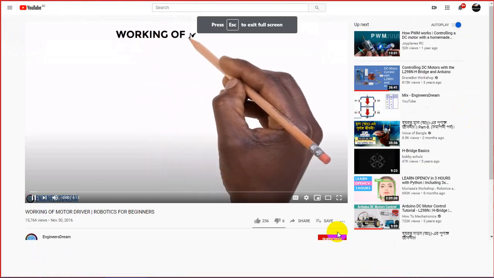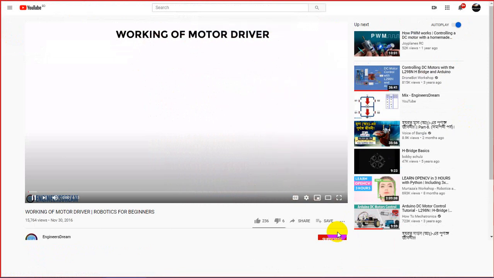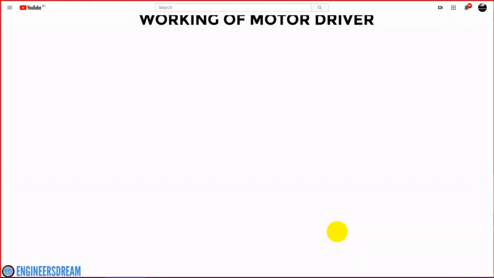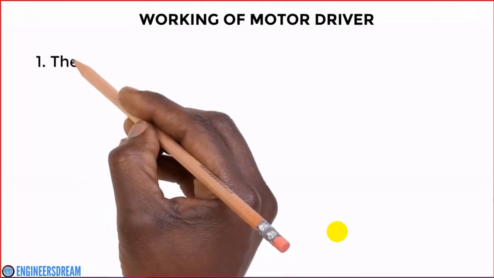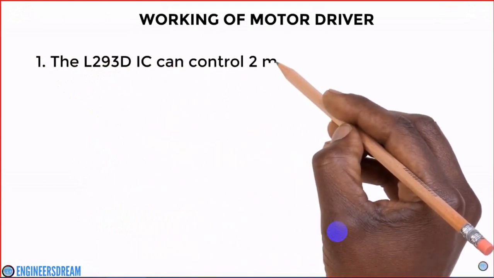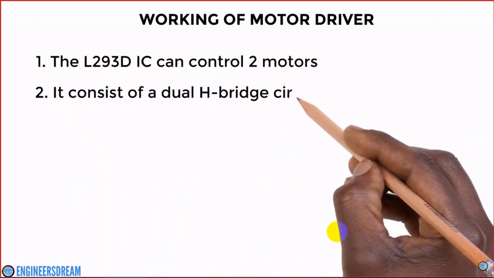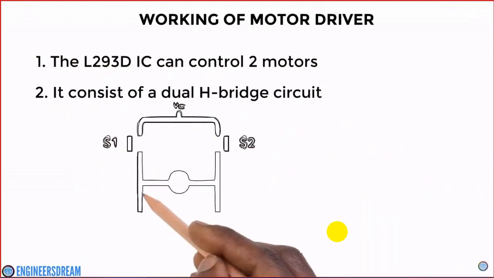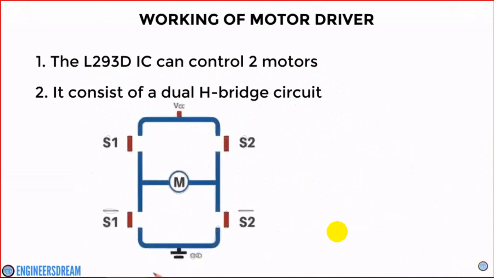Hey, what's up guys? In the previous video, we talked about the motor driver breakout board and the L293D motor driver IC. Now, in this video, I'll explain to you the working of the L293D motor driver IC. The L293D IC can control two motors at a time. It consists of a dual H-bridge motor driver circuit. That is, the motor driver IC consists of two circuits like these, one for each motor.